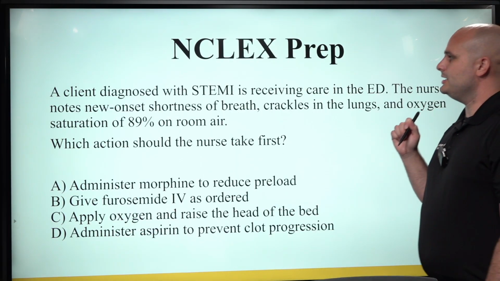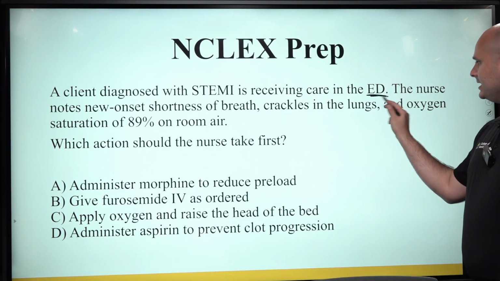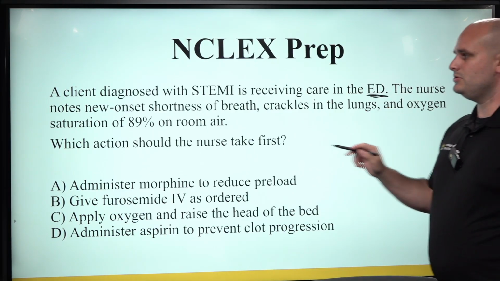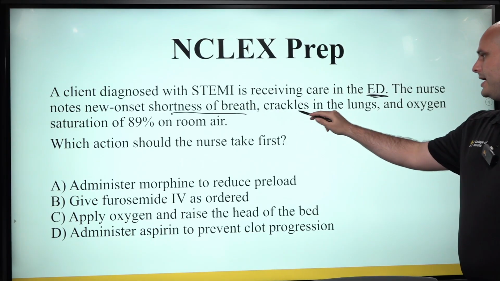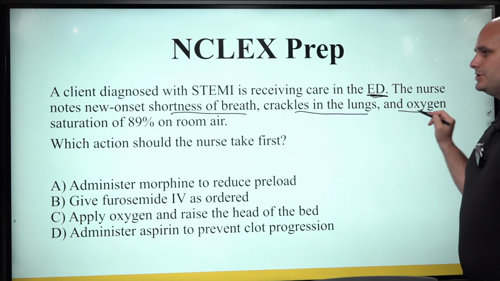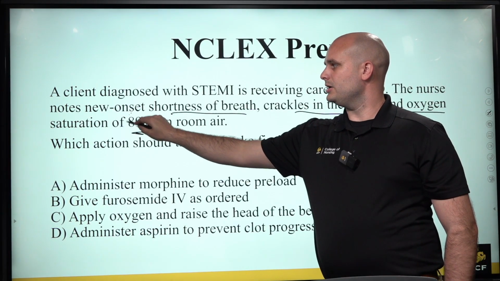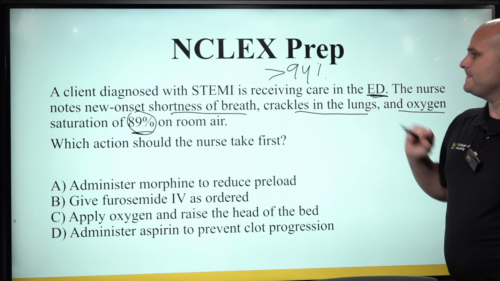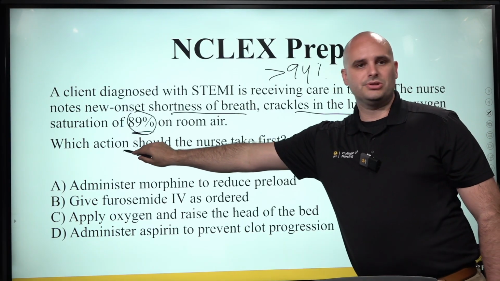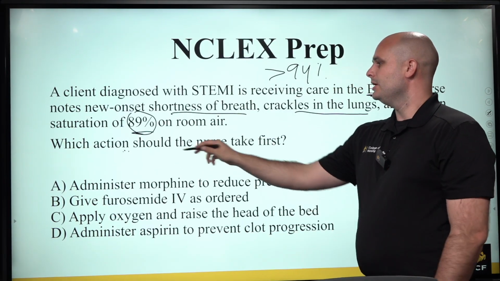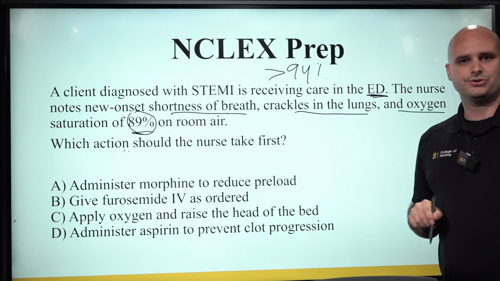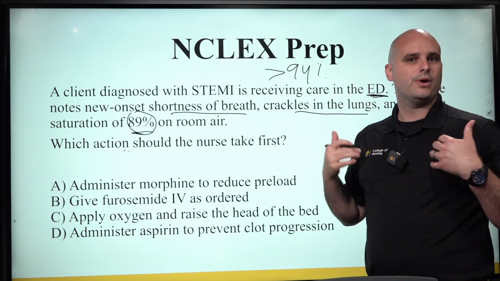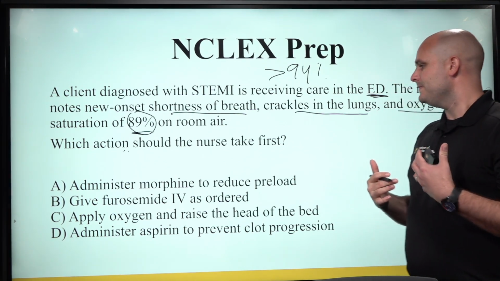One more. A client diagnosed with STEMI is receiving care in the ED. The nurse notes new onset shortness of breath, crackles in the lungs, and oxygen saturation of 89. Not good, right? What do we want to see? Greater than 94%. This question is asking us to do something. What action should the nurse take first? So what is one thing we could do and walk away? What is the number one thing we should do?